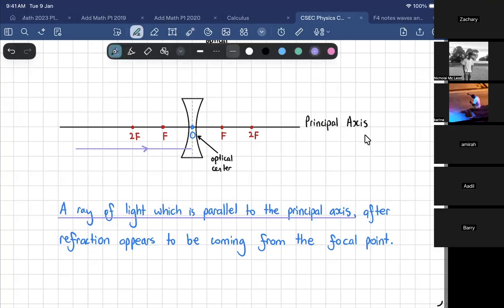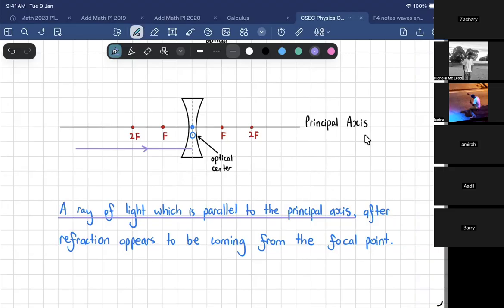Then we go on to say after refraction. So Sasha, after refraction is when the light ray passes through the what? Focal point. After it passes through the lens.